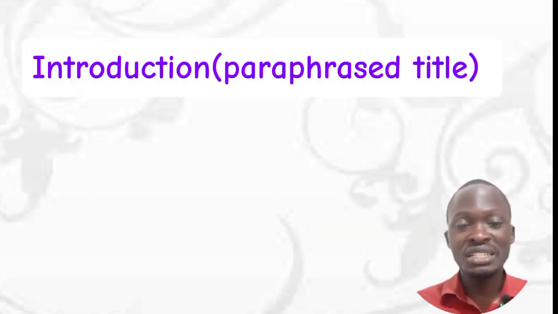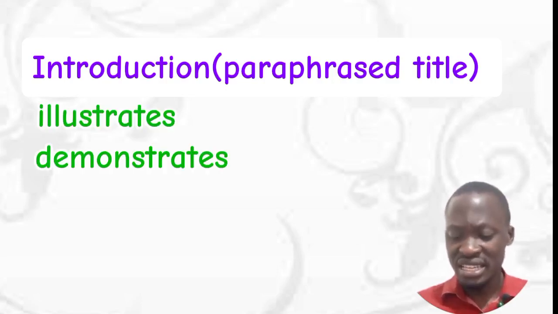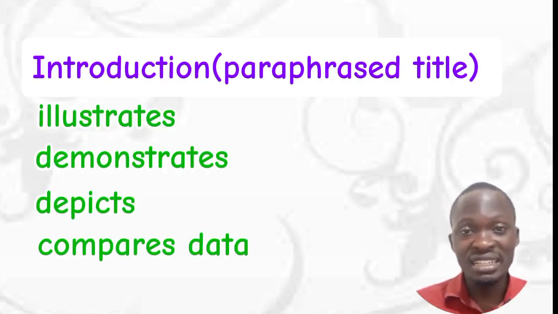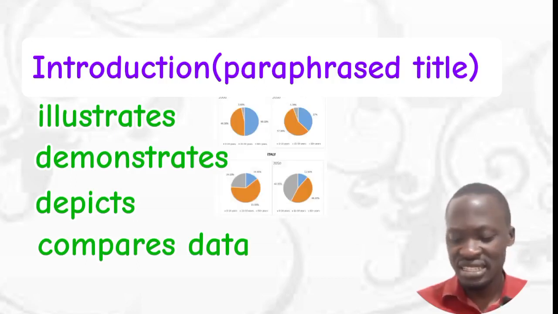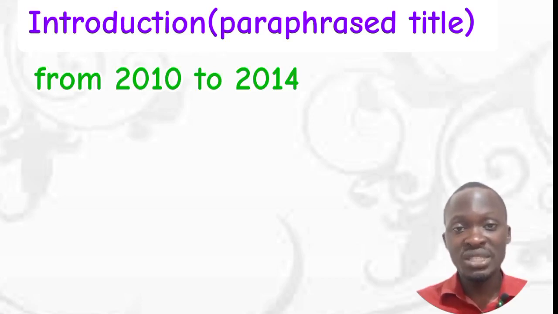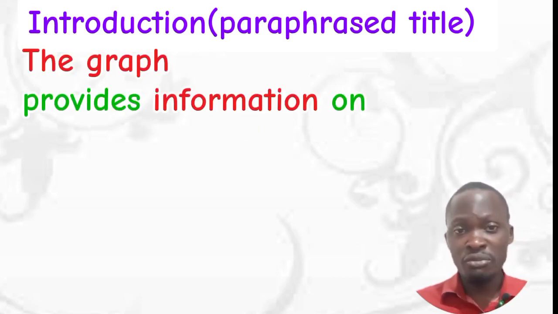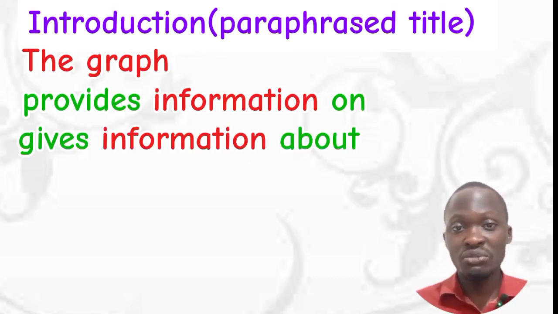So with the introduction, some other words or synonyms you can use instead of "the table shows": you could say illustrates, demonstrates, depicts, compares data, especially when it comes to pie charts. You could as well change the years. Instead of saying "from 2010 to 2014", you could say "over the 5-year period", or you could say the graph provides information on or gives information about. Yes, you have to be careful of those prepositions.